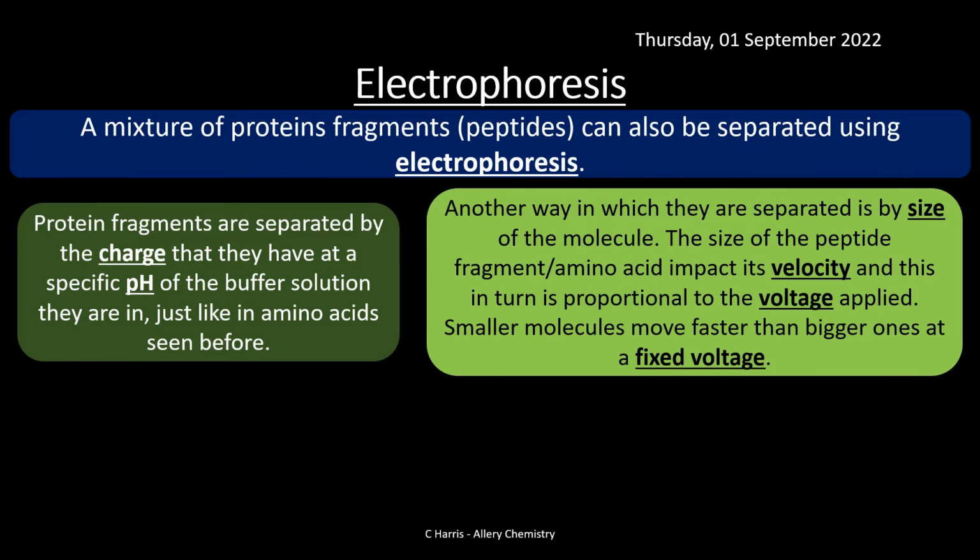Okay, so your smaller molecules or your smaller fragments will move a lot faster than the bigger ones at a fixed voltage, which is quite obvious. If you've got a bigger fragment, it will take a longer period of time at a certain voltage compared to smaller fragments. So you'll start to see that separate out on the plate.